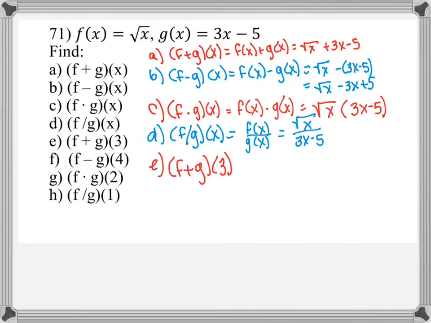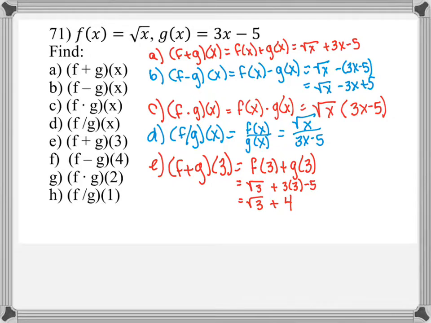E is looking for f plus g of 3. This is equivalent to f of 3 plus g of 3, which is the square root of 3 plus 3 times 3 minus 5, or the square root of 3 plus 4.